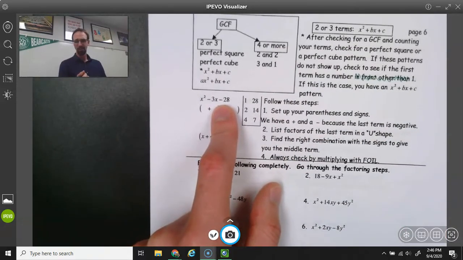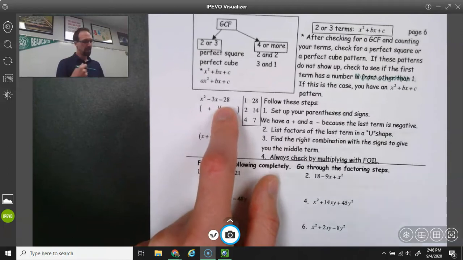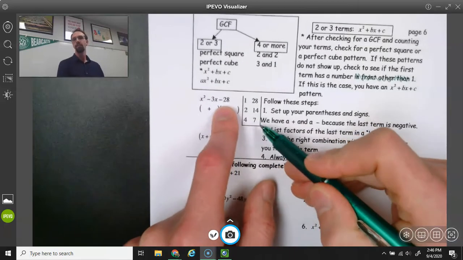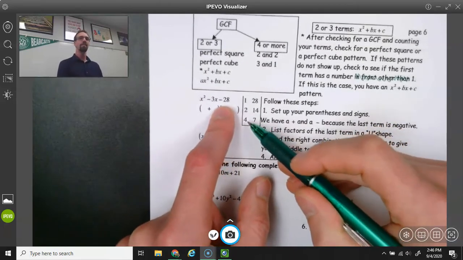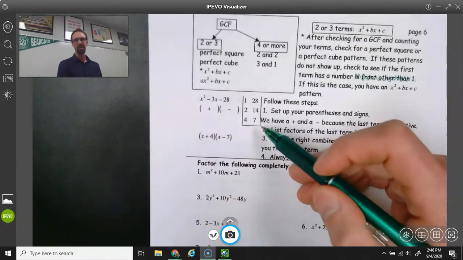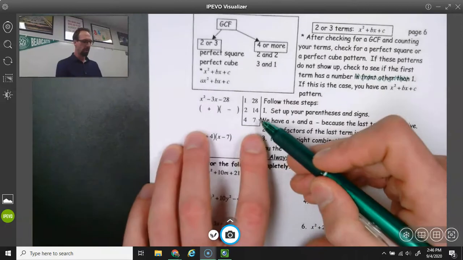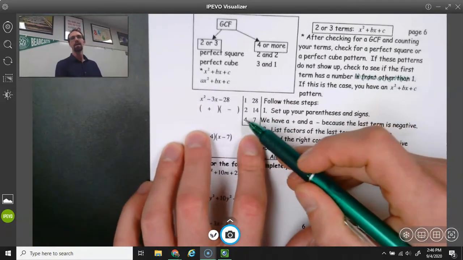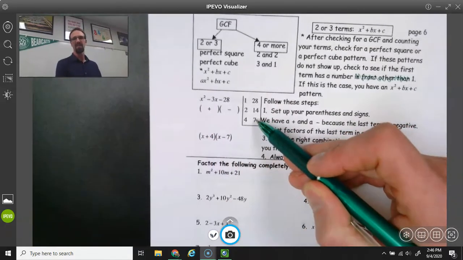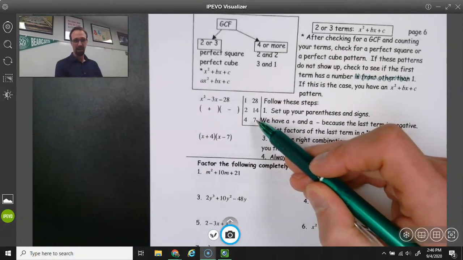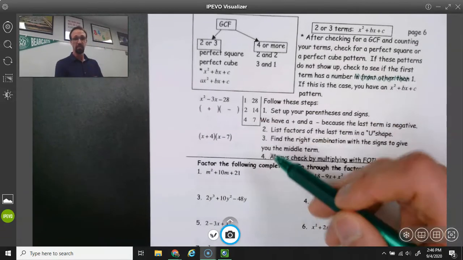3 does not go into 28 evenly, so I wouldn't even write it down. Then I get to 4, and 4 and 7 work. Now, there's not more room here, but if I checked 5 and 6, none of those work. I get to 7. Oh, I've already checked 7. It's right here. As soon as I start turning around on this U-shape idea, then I'm done. I don't need to check anymore.